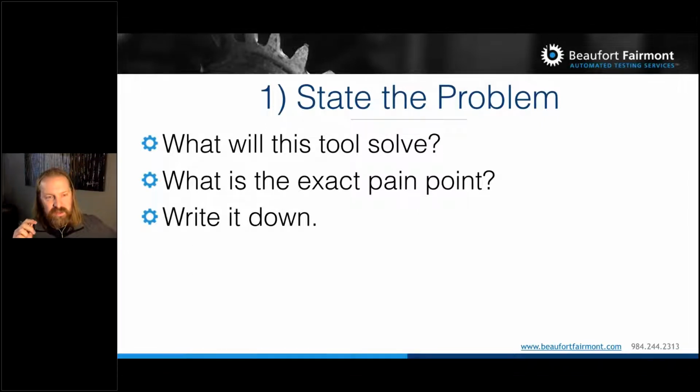So I've tried to write that down here. Write down what the problem is. This is step number 1. Whatever the problem is, write it down. Try to get it into a sentence, maybe 2 sentences. What is the problem we're trying to solve using a tool for test automation? And be specific, because the more specific you are, the easier it's going to be to find a solution.